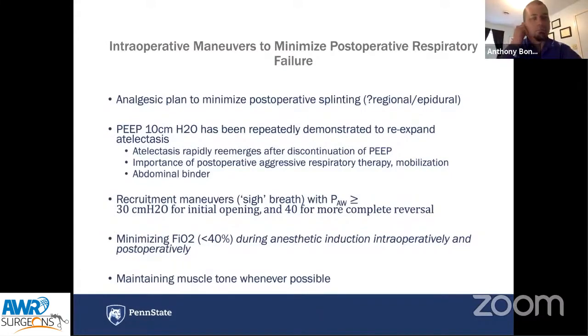since it's been repeatedly demonstrated to re-expand atelectasis, even though atelectasis rapidly reemerges after discontinuation of PEEP, meaning at extubation, which is why it's very important to pursue postoperative aggressive respiratory therapy, mobilize the patient, and minimize the use of abdominal binder if at all possible. If the patient's still intubated and you have severe issues with atelectasis, you can deliver what's called a sigh breath using airway pressures of 30 to 40 centimeters of water. It's also very important, as I mentioned, to minimize the fraction of inspired oxygen during anesthetic induction, intraoperatively and postoperatively, and to minimize paralysis wherever that's possible.